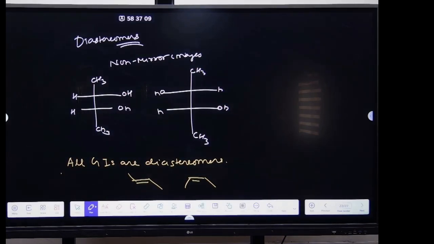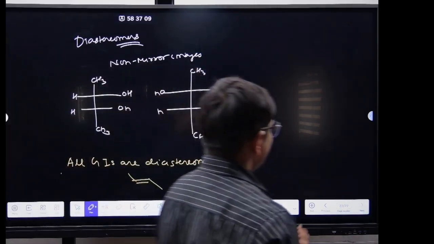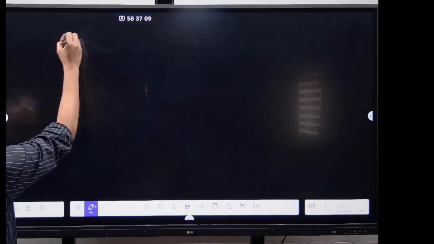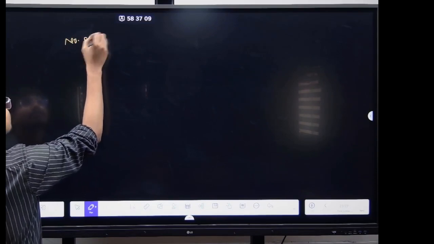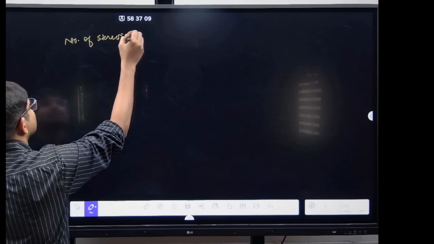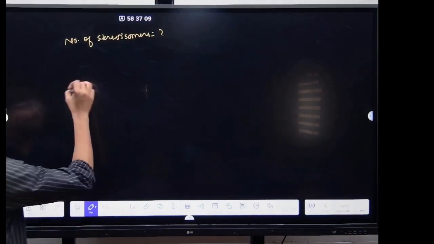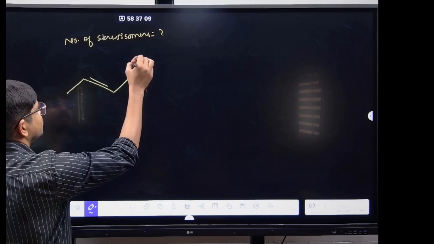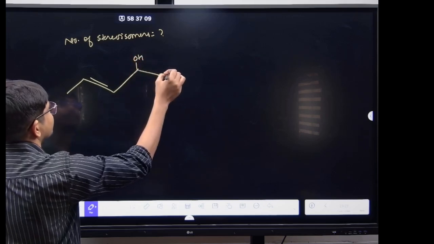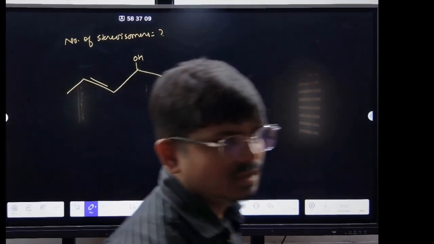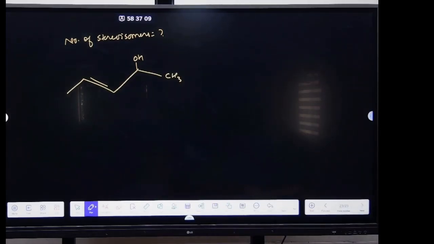Any problem? Now how to find out the number of stereoisomers? So here, to find the number of stereoisomers, suppose I have given the compound like this one. This will have the OH and you have the CH3. Then you have to look for the stereogenic center. How to look for the stereogenic center?